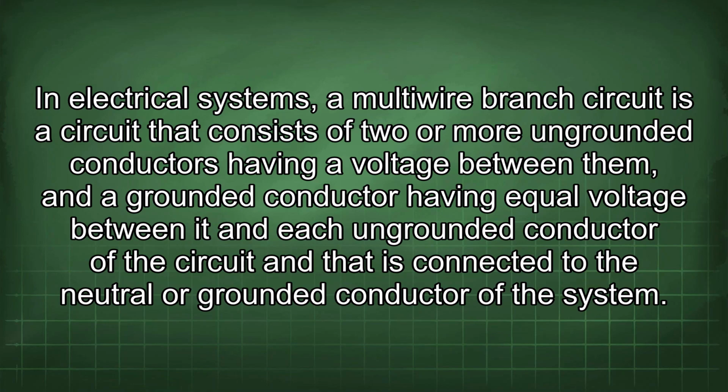In electrical systems, a multi-wire branch circuit is a circuit that consists of two or more ungrounded conductors having a voltage between them, and a grounded conductor having equal voltage between it and each ungrounded conductor of the circuit, and that is connected to the neutral or grounded conductor of the system.